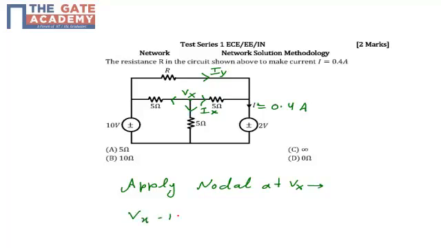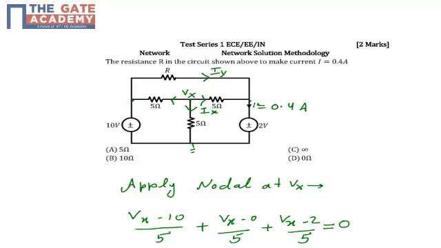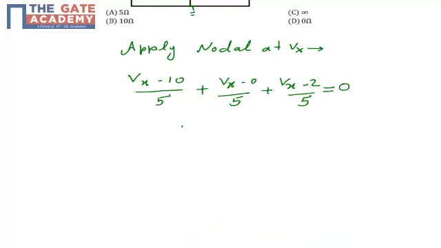(Vx minus 10) upon 5, because the voltage of this node is 10 as it is connected to the 10 volt source, plus (Vx minus 0) upon 5, because this is my reference, which is 0, plus (Vx minus 2) by 5, because this node is connected to the 2 volt battery supply. The sum of these three currents is equal to 0. By solving this equation, you can get the value of Vx as 4 volt.